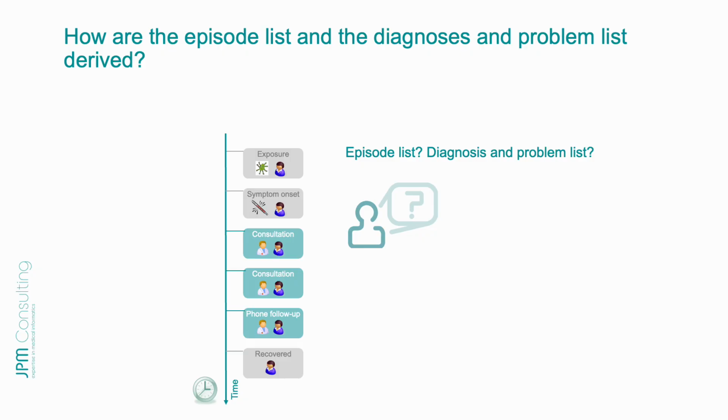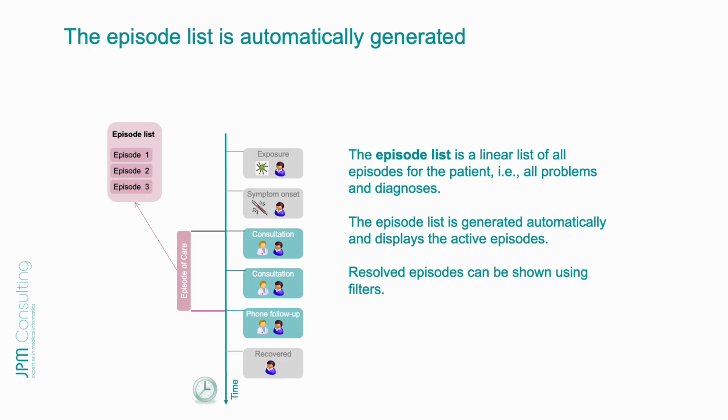How can the episode list and the diagnosis and problem list be derived? The episode list is generated automatically. It is a linear list of all episodes of care for the patient, meaning all recorded problems and diagnoses. By default, it shows the active episodes of care. Resolved episodes can be displayed using filters.